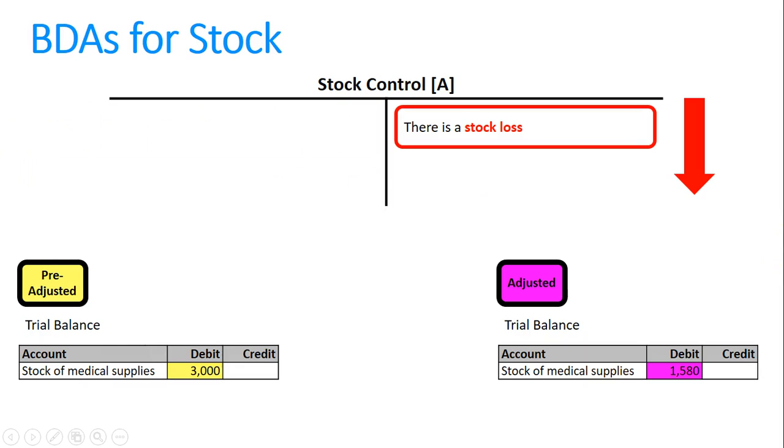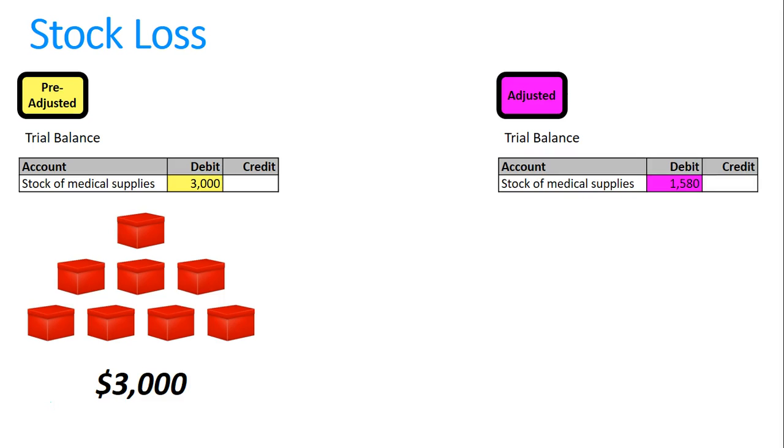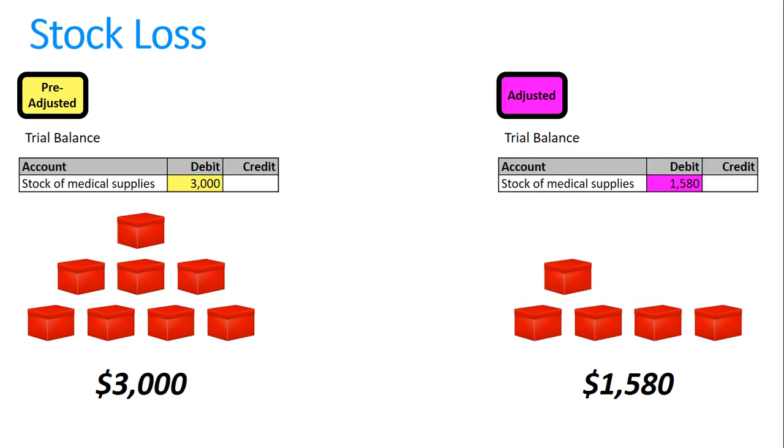So we know now that the only thing that must have happened here is there must have been a stock loss. What does that mean and what does it look like? It means that, for instance, we might have had $3,000 of stock of medical supplies. That was what was in our ledger, or in the real world, that's what's on the computer. But when we come to balance day and close the shop and do a stock take, we might actually count up everything and find there's only $1,580 of stock, and that could be because some of it's been stolen, or maybe there was a mix-up with a delivery or something. But the point is we've got less stock than the computer or ledger says we should. That is called a stock loss.